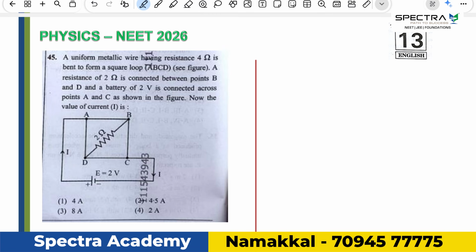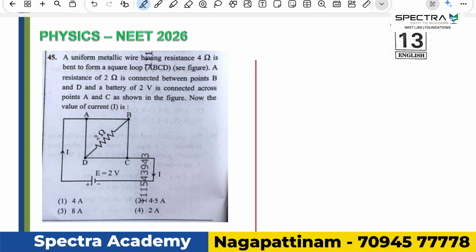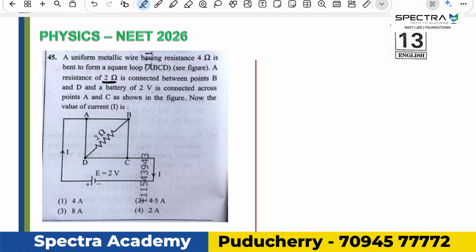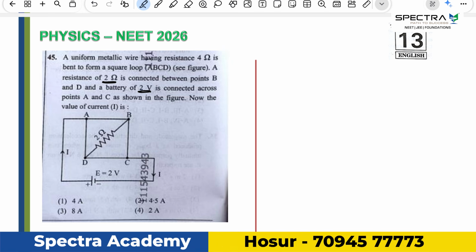A uniform metallic wire having resistance 4 ohm is bent to form a square loop ABCD as shown in the figure. A resistance of 2 ohm is connected between the points B and D, and a battery of 2 volt is connected across the points A and C as shown in the figure. Now, the value of current I in the circuit is.